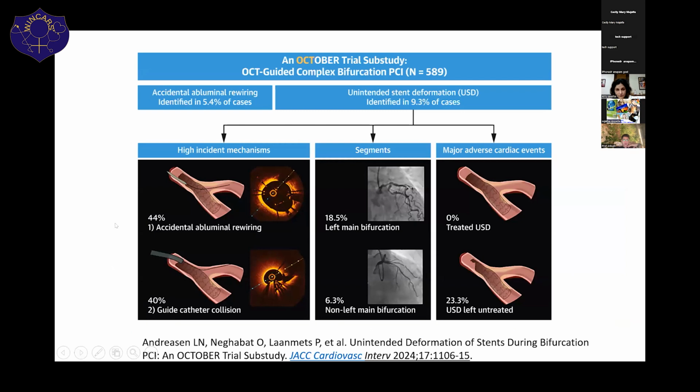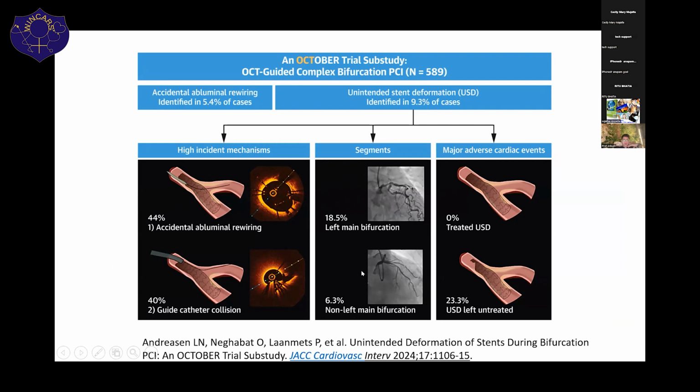So this is the OCTOBER trial, which has shown in a randomized study, in the best of European centers, the unintended stent deformation is 9.3%. And the highest is almost 1 in 5 left mains will have a stent deformation. And look at the major adverse cardiac events. If that is left untreated, the major adverse cardiac events are so high.